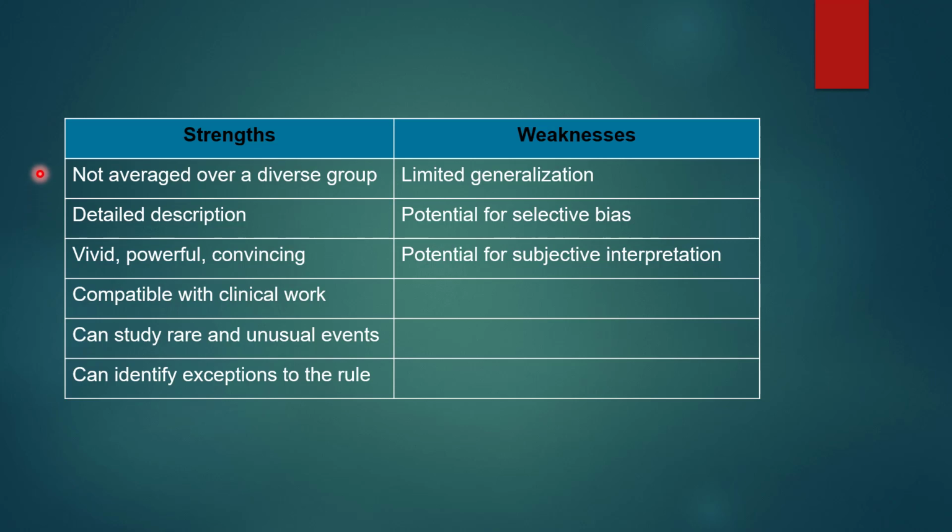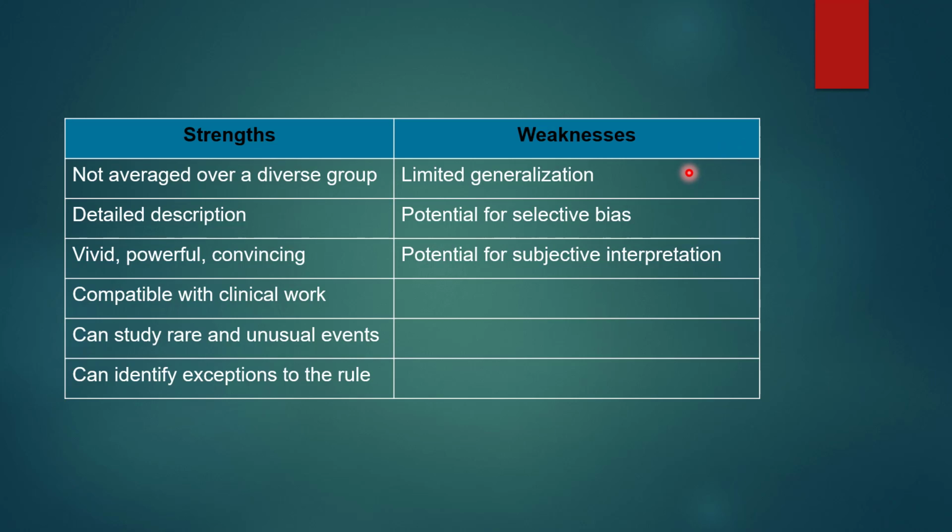So now just a little bit on strengths and weaknesses. Obviously, because that's one individual, you're not averaging out results over a diverse group, so some specifics might really stand out. It's a very detailed description. It can be very vivid and powerful, convincing, much like Sybil's case. It's very compatible with clinical work, so a lot of times you see therapists that have these case studies that they'll publish. It can study rare and unusual events. Jeannie was a case study. And it can identify exceptions to the rule.